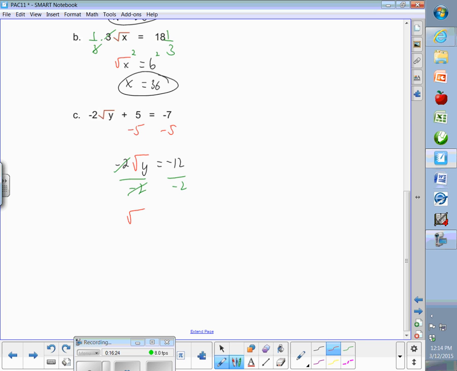Now the left is red square root, black y. Negative divided by a negative is a positive, so hopefully you got a +6 answer. Oh, we've isolated the radical. It is now time to square both sides. Square both sides. And squares undo square roots, so we get y, and 6 times 6 is 36, and that one's also 36. Just so happens to be.